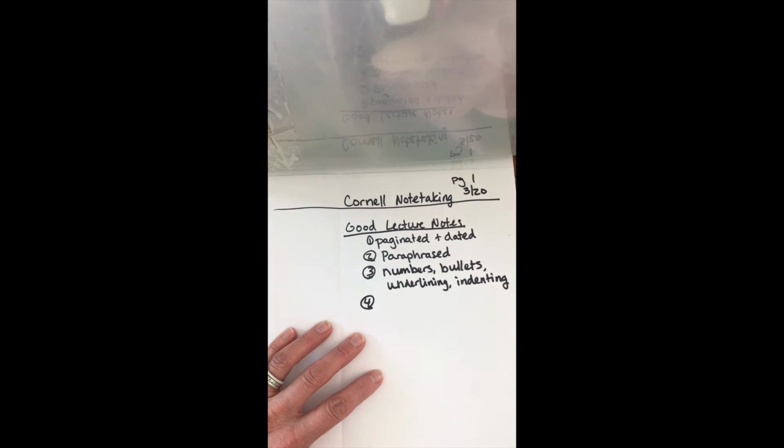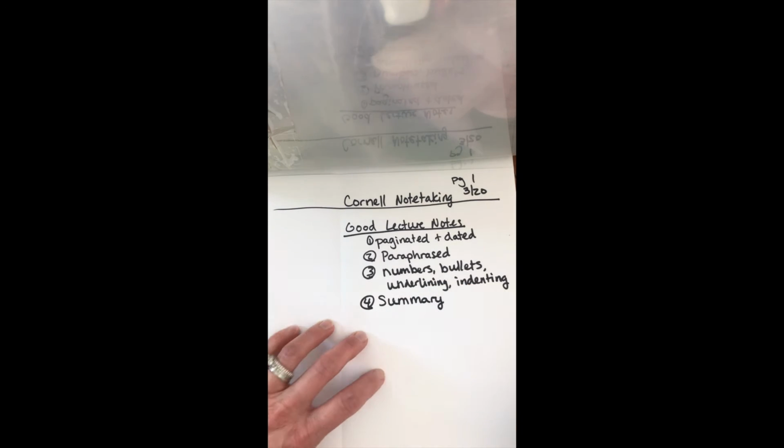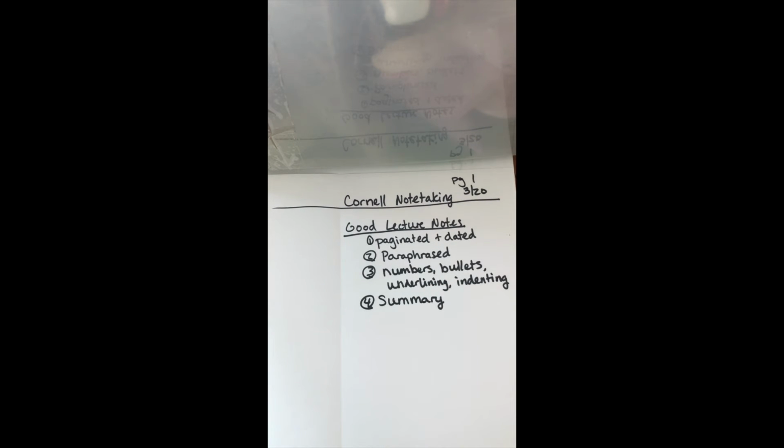Another thing Cornell notes always have is a summary. Take that extra 1 minute before you leave class to write down a summary of what you listened to that day. It's going to help you remember.